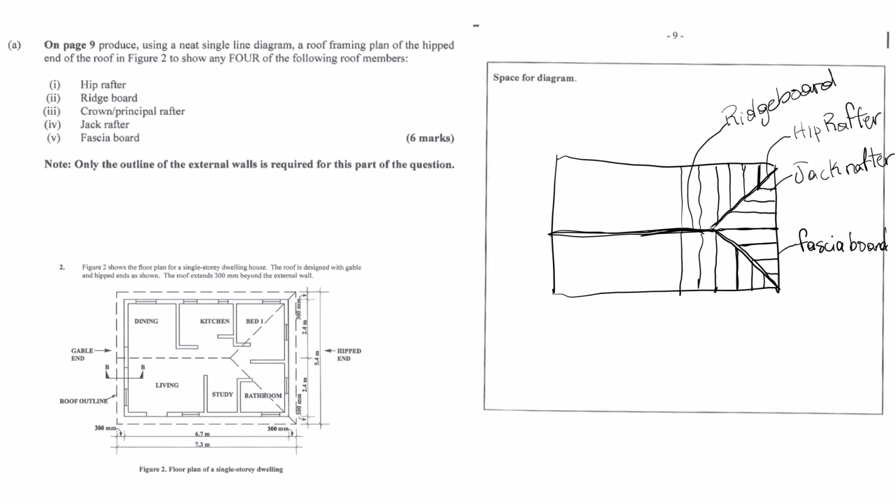What connects to that spine? Running diagonally up from each corner of the building to meet that ridge board, you have the hip rafters. Hip rafters.